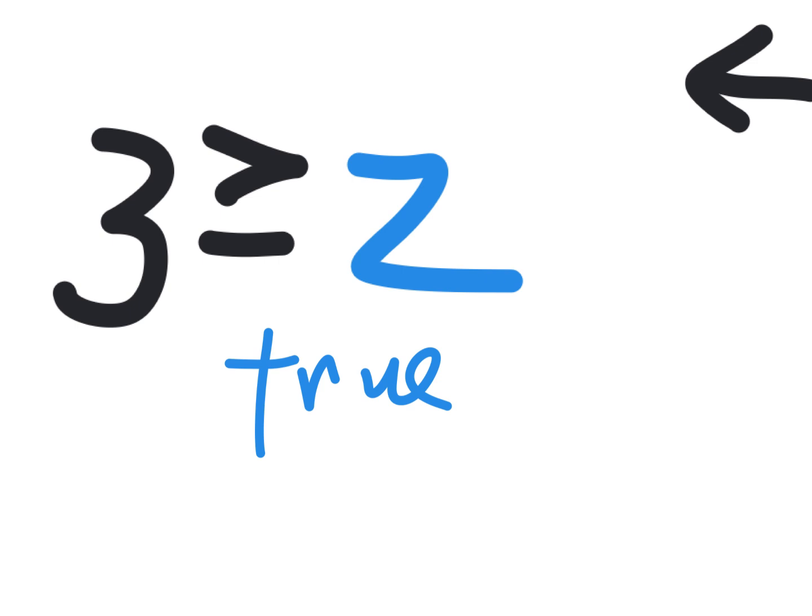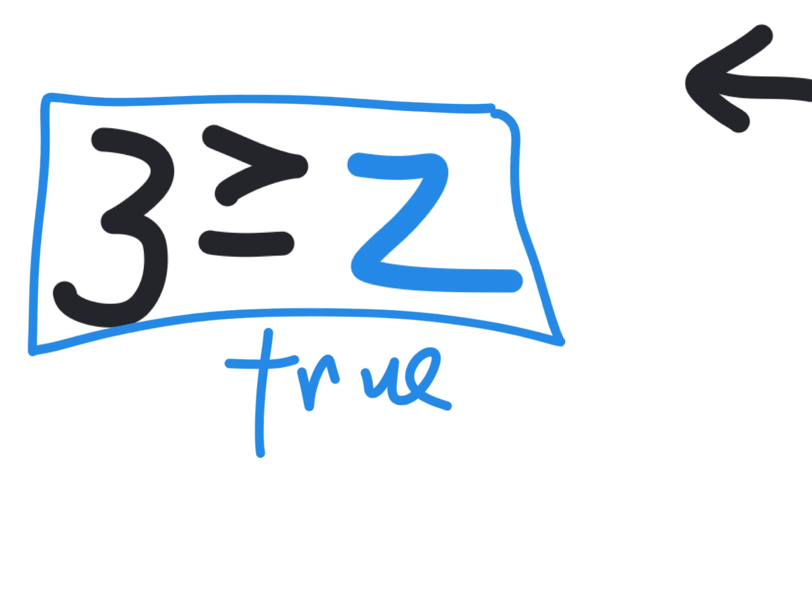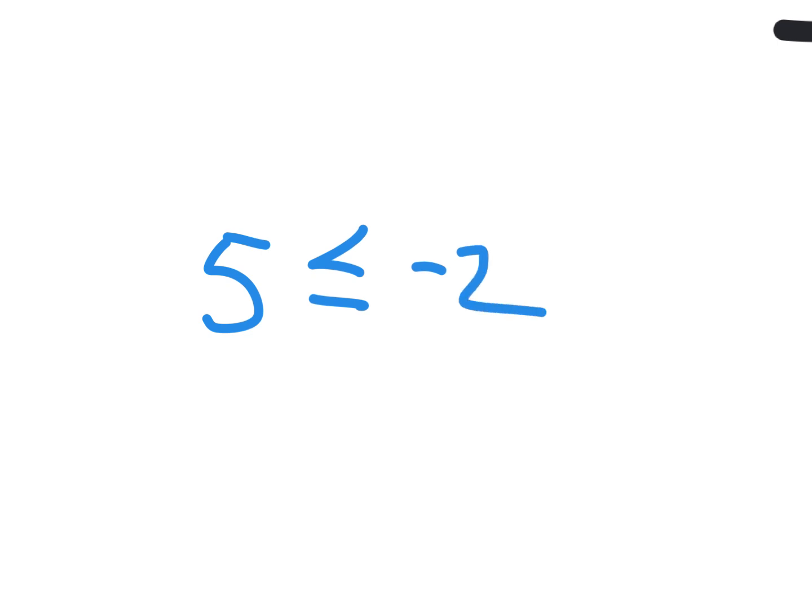That's a little scary because a lot of people seem to be confused on that. This is a true statement. It's either true or it's false. And 3 is greater than 2. All right, so let's say you get to the end of a problem and it comes out to 5 is less than or equal to -2. You have to decide, is it true or not?